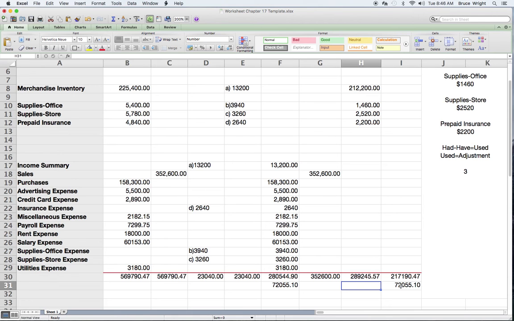When you have an income, your numbers are on the outside. And then we just add them up. Those two columns will equal and these two columns will equal.